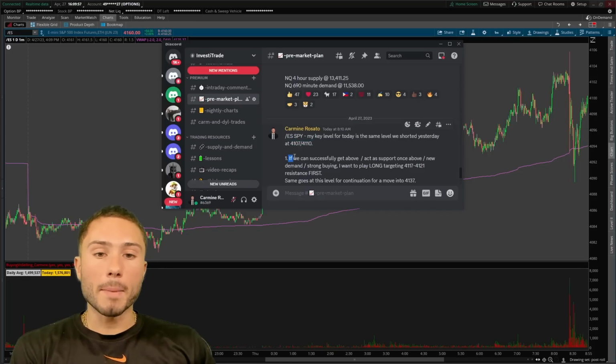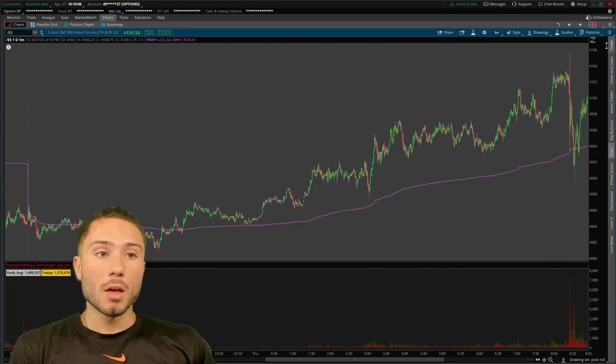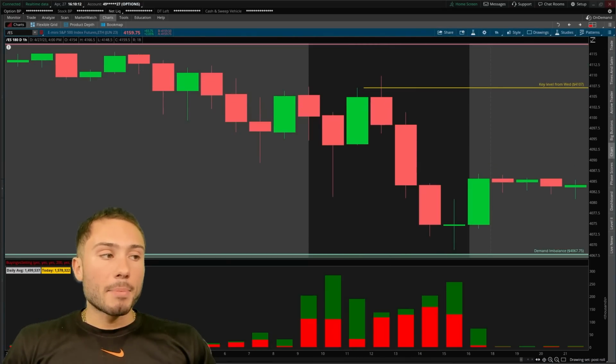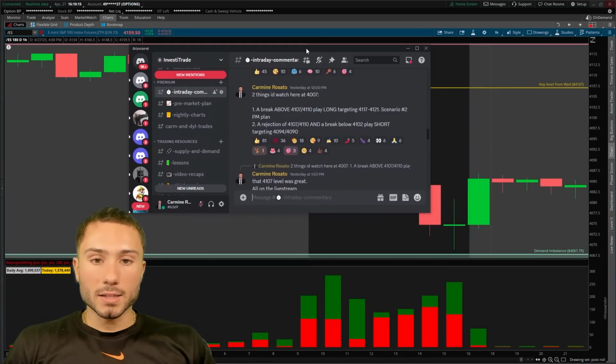Scenario number one was a bullish setup. Now, 4107 was a resistance level from yesterday where we actually took the market short. We spotted sellers on the tape the day prior, which was Wednesday the 26th, and at 4107 we were watching for a rejection to play short once the market could sell off, targeting the levels below.